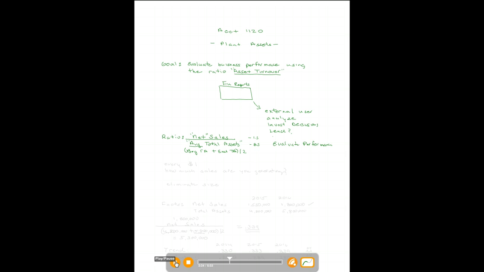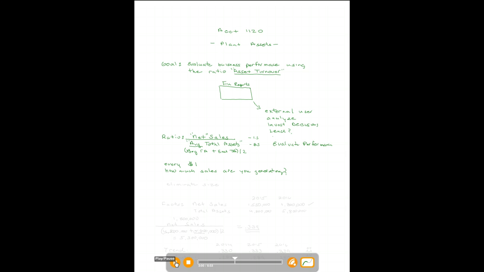And what that tells us is, for every dollar you have tied up in total assets, how much are you generating in sales? Obviously, the better the number, the better you are.